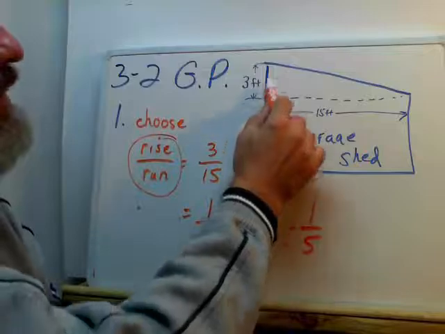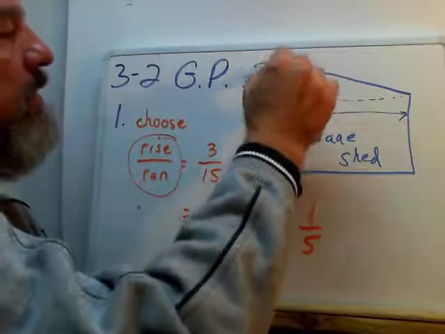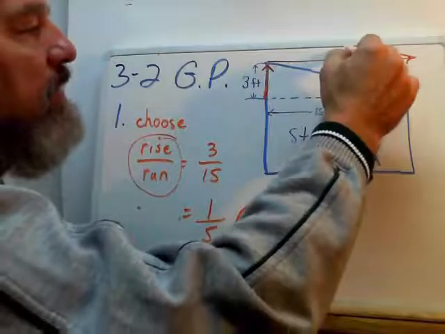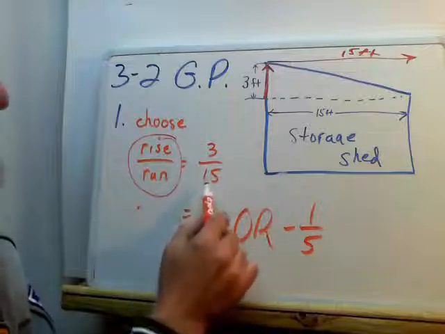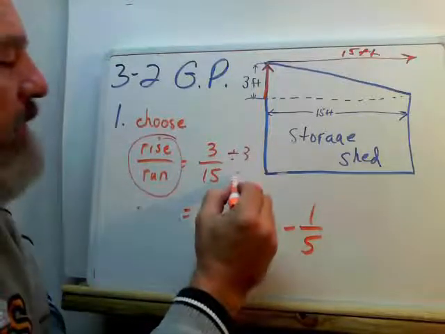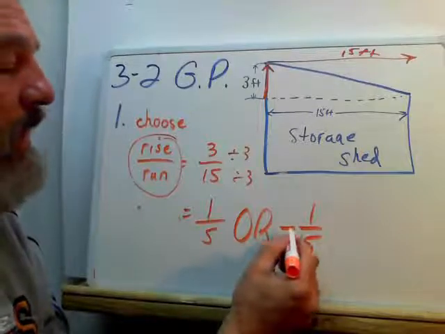So we would choose, in this case, rise over run. Real easy problem. The rise is 3 feet. The run is 15 feet. We could look at it like this, 3 feet, and then like this, 15, if that's the way you want to see it. Or we could use that. 3 over 15, we can divide both by 3, and we get 1 over 5. Or we could say that this is a negative 1/5.